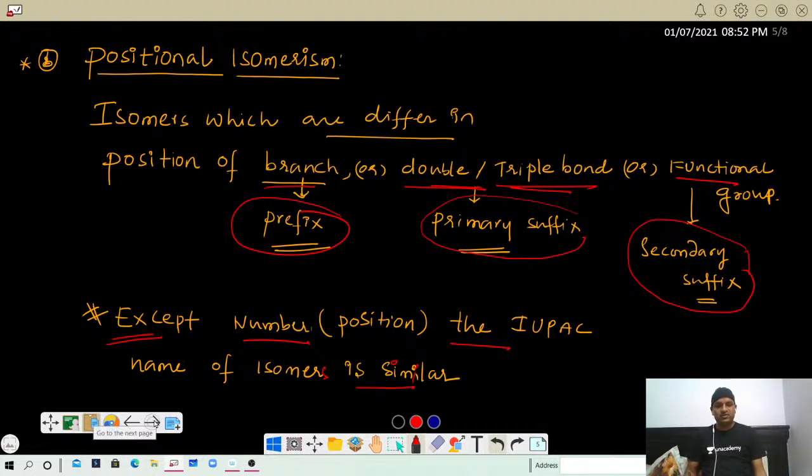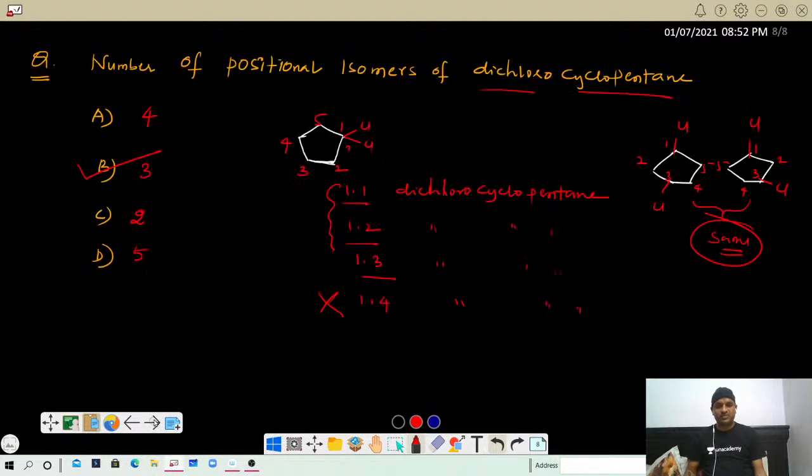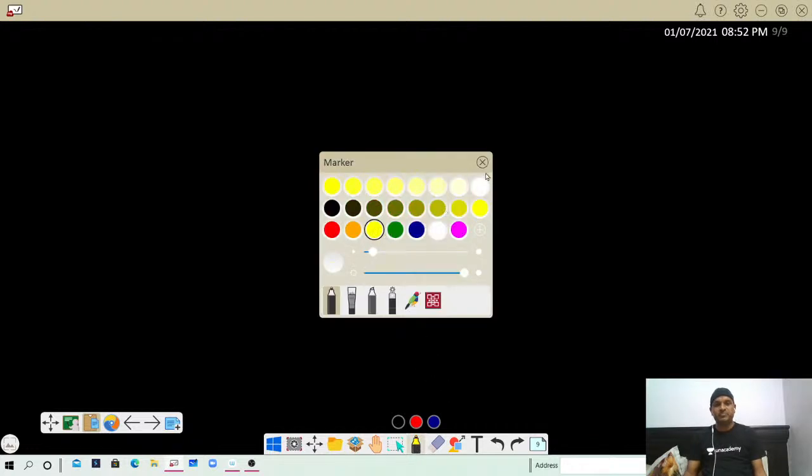So fine. Let us move to the next isomerism. What is that? That is said to be functional group isomerism. So functional isomerism.